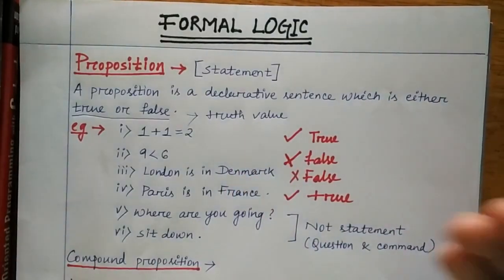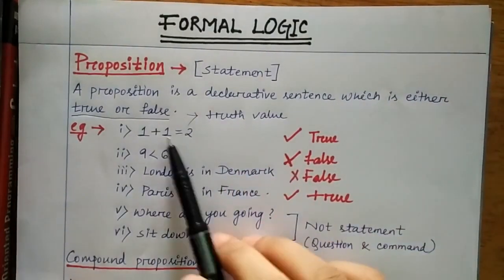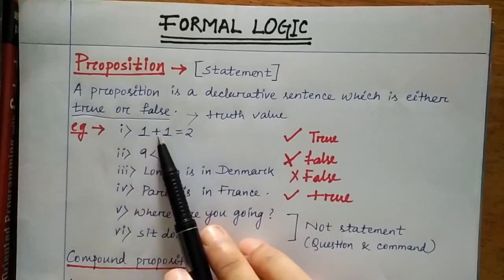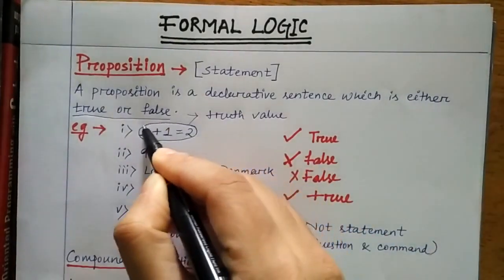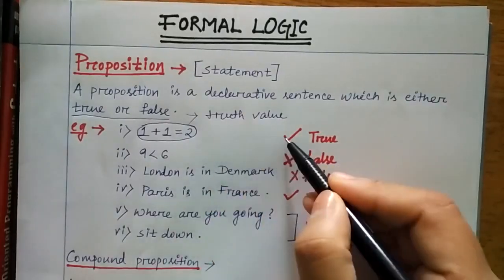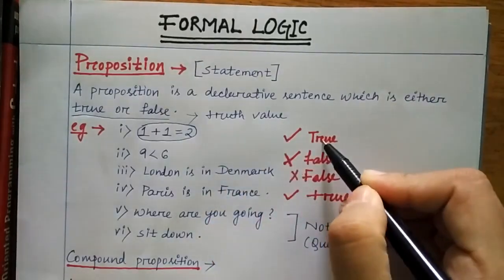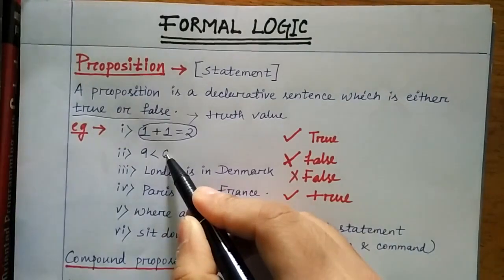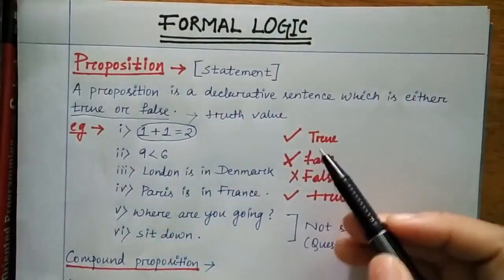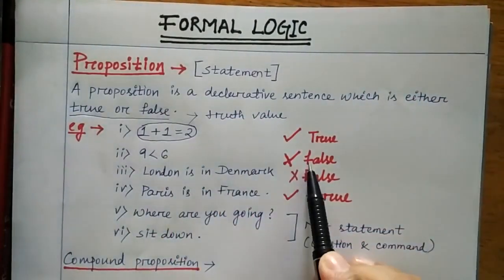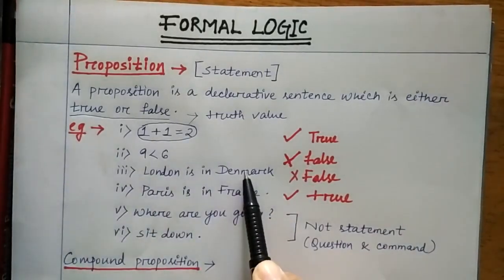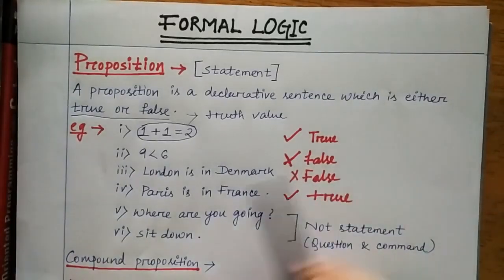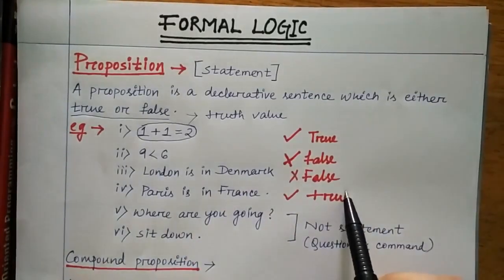So what is truth value, true and false? We'll see further. You can see the example here: 1 plus 1 equals 2. This is always true, that is why the truth value of this proposition is true. 9 is less than 6. Is 9 less than 6? No. That is why this proposition is always false. London is in Denmark. Is London in Denmark? No, it is in the United Kingdom. That is why it is also false. Paris is in France. That is true.